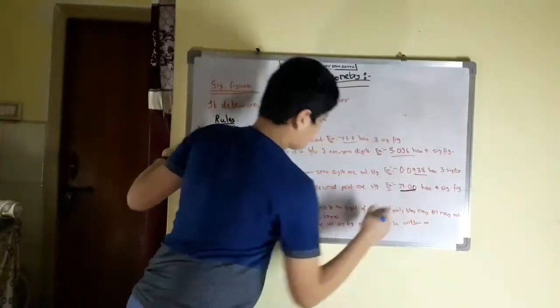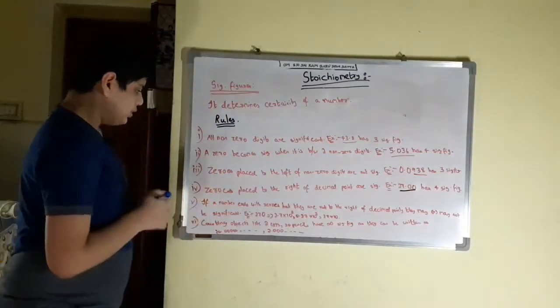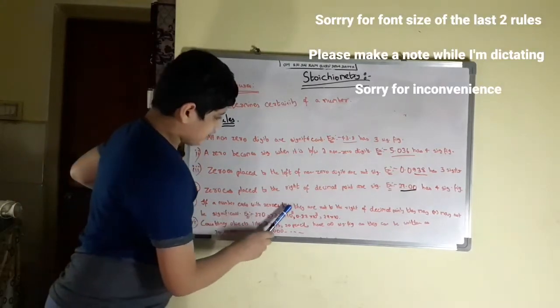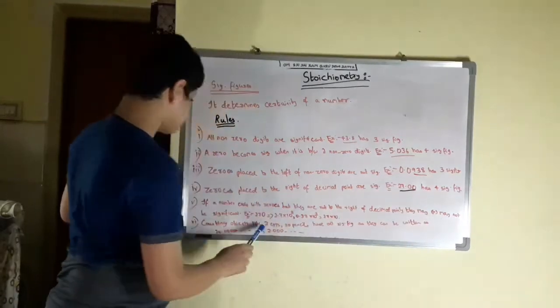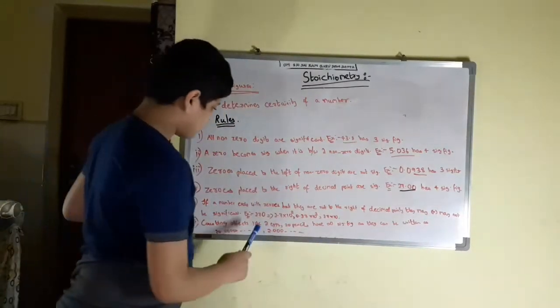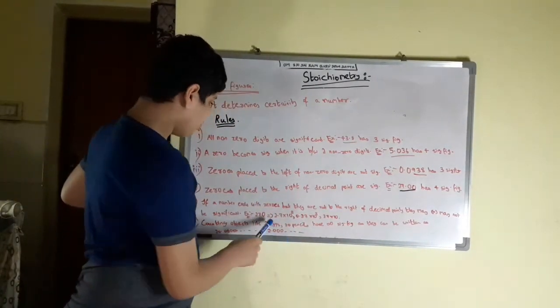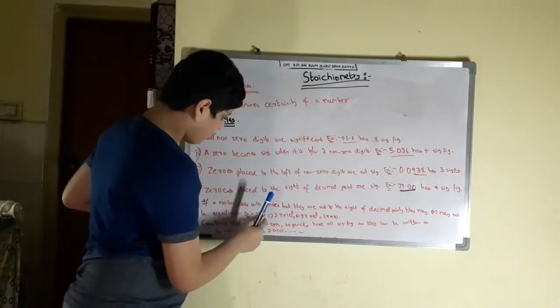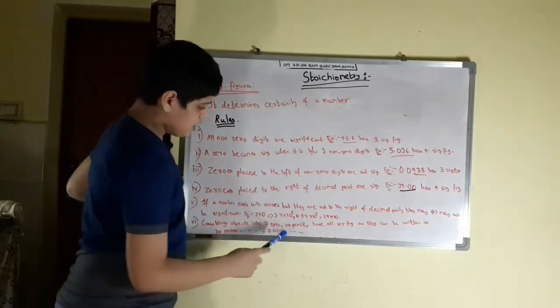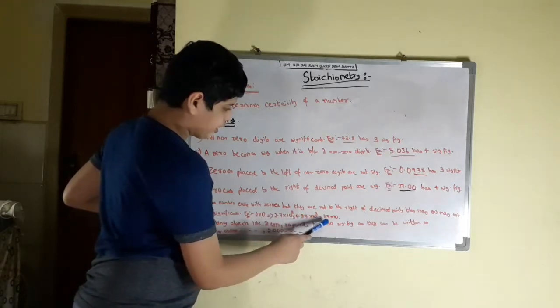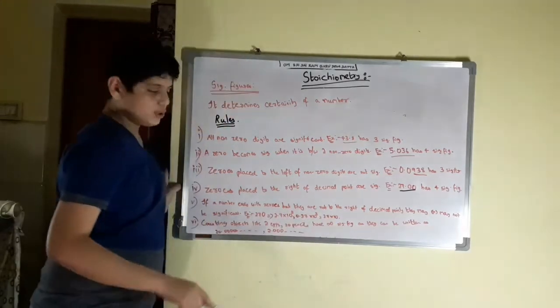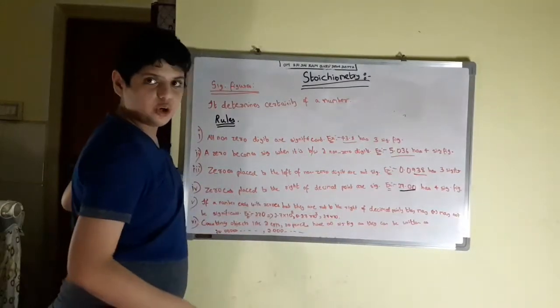The next one: if a number ends with zeros but they are not to the right of the decimal point, they may or may not be significant. For example, we have 270. Here it ends with 0 but this is not after the decimal point, so we can write this as 2.7 × 10^2, 0.27 × 10^3, and 27 × 10. So this may or may not be significant.